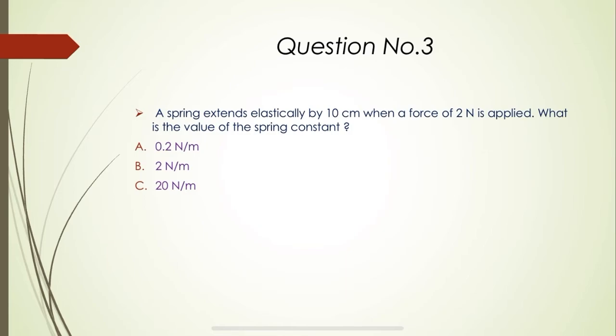The last question. A spring extends elastically by 10 centimeter when a force of 2 Newton is being applied to it. What is the value of the spring constant? Choice number 1, 0.2 N over M. And guys, don't forget this, that units can be different, and it's not only N over M. Choice number 2, 2 N over M. C, the last choice, 20 N over M. Pause the video and think about it.